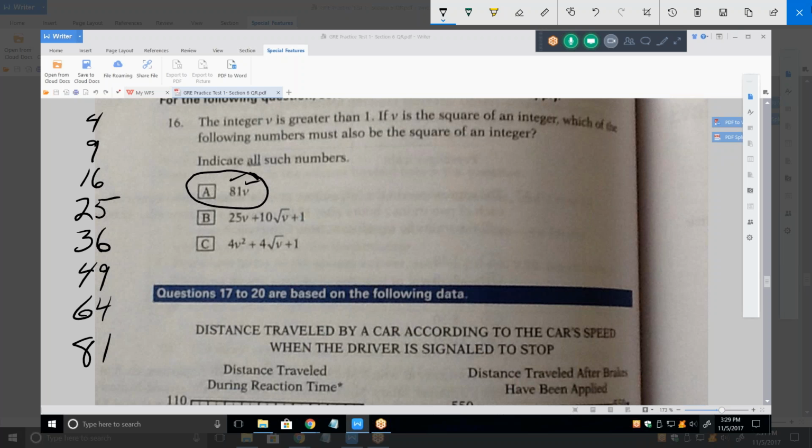If I multiply 4 times 9, I get 36. That's a perfect square number. If I multiply 4 times 16, I get 64. That's a perfect square number. If I multiply 4 times 25, I get 100. If I multiply 9 times 16, I get 144. That's the perfect square of 12. I didn't know that. I didn't either. But now what we know is we have one perfect square number times another perfect square number. The result has to be a perfect square number. So A is true.